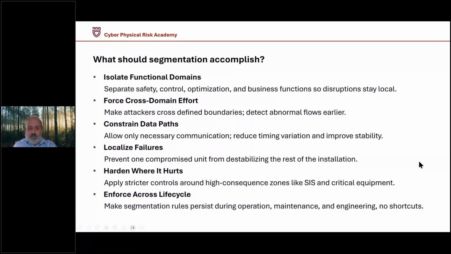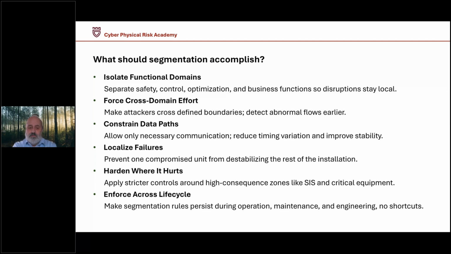Well, the first is the most logical, I guess. It should isolate the functional domains. Now we segment, for example, the process control system, the process control environment from the business functions, what we call in ISA 62443 terminology level 4, from the process levels, level 1, 2, 3, or you maybe even can start at 0. So that's one function.